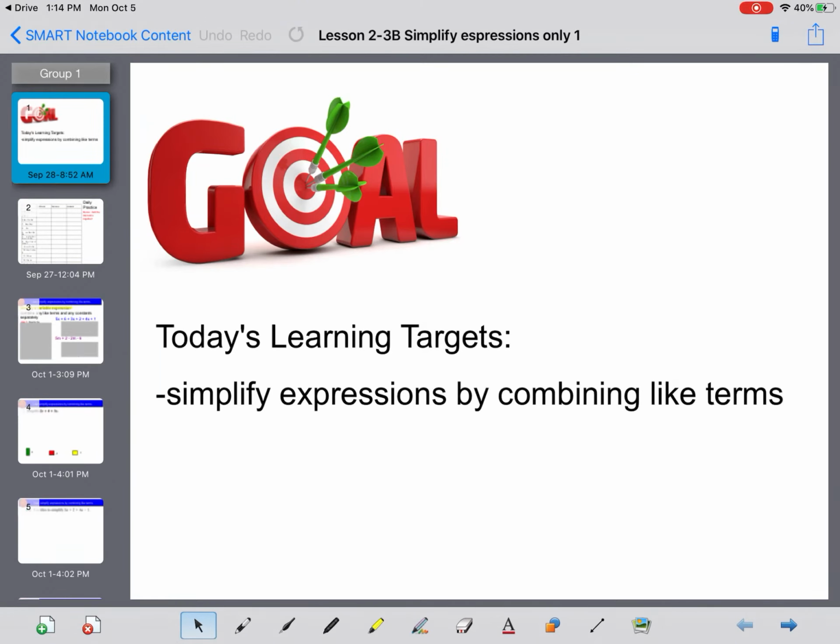This is lesson 2-3B from the Algebra Readiness textbook. For this lesson, you will need a sharpened pencil and your note packet.